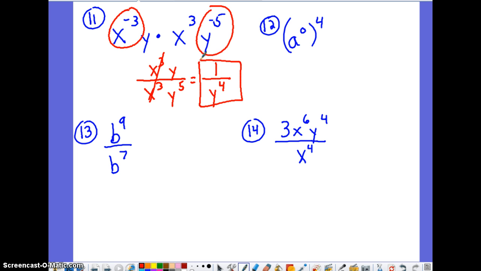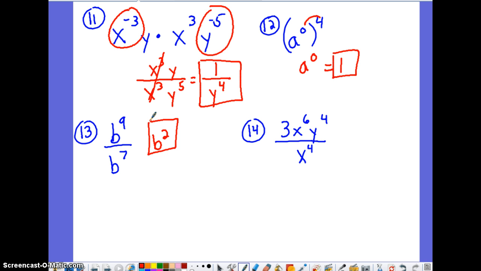In number 12, you have an exponent on the outside. Okay, you take this, you multiply it to everything that's on the inside. So this is going to become a to the 0. 0 times 4 is just going to be 0. Anything to the 0 power is just 1. So the answer there for number 12 is just 1. In number 13, you have b's. I have 9 b's on top, 7 on the bottom. So I have more b's on top, and I have 2 more. So it's b to the second is my final answer there.